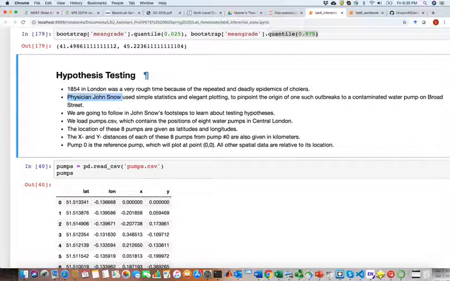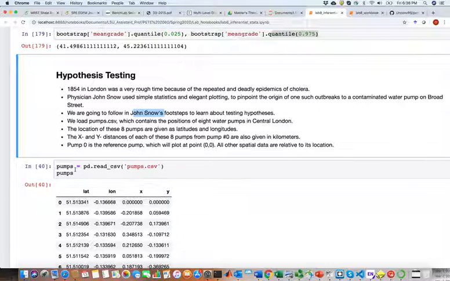The topic again is hypothesis testing, which means testing hypotheses. So we don't jump to conclusions, right? Most of the time what we call conclusions are basically hypotheses, and they need to be tested. And we use inferential statistics to test hypotheses. And that's what we're going to do right now. We're basically repeating what John Snow did back in 1854.